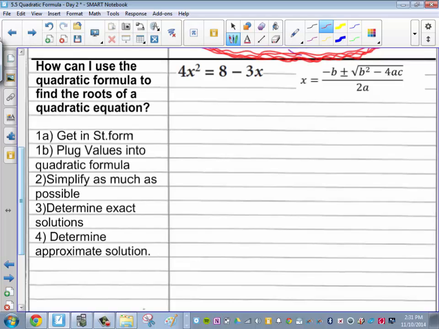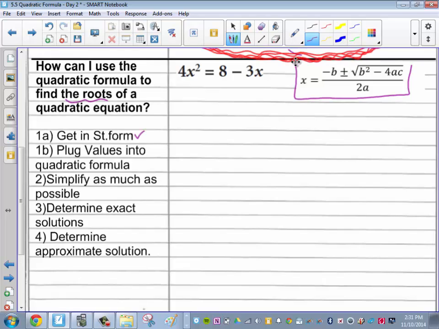Okay, now we are going to figure out how to use this thing called the quadratic formula. Again, it is right here. This is the quadratic formula. x equals negative b plus or minus the square root of b squared minus 4ac, all over 2a, to find the roots of a quadratic equation. That's our goal. Well, step one, let's get going.